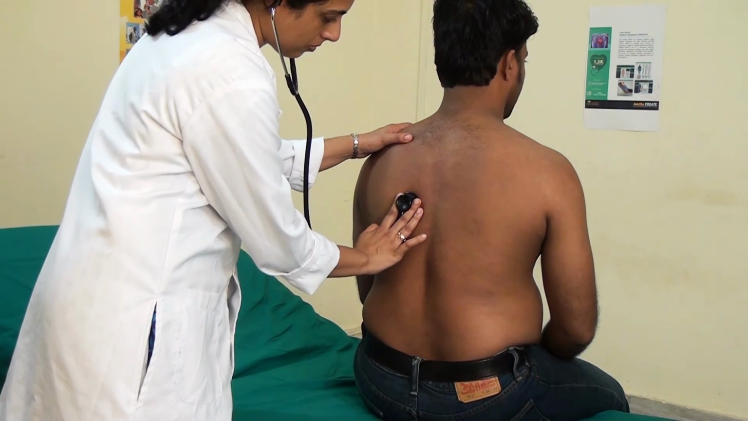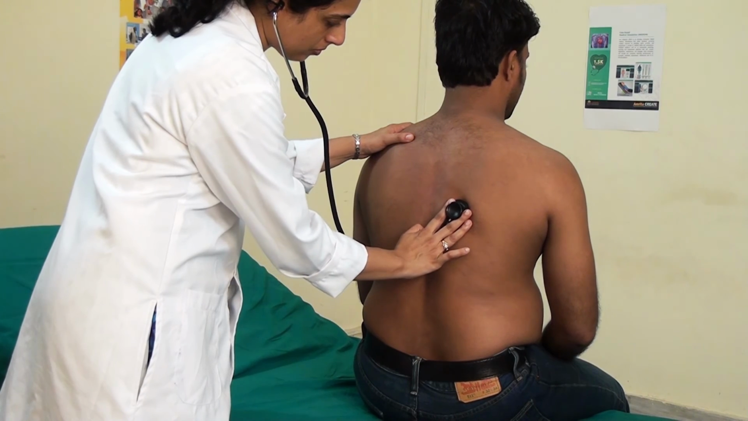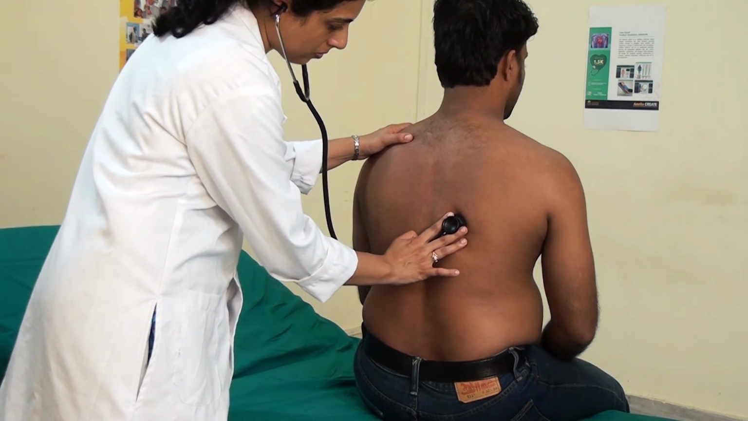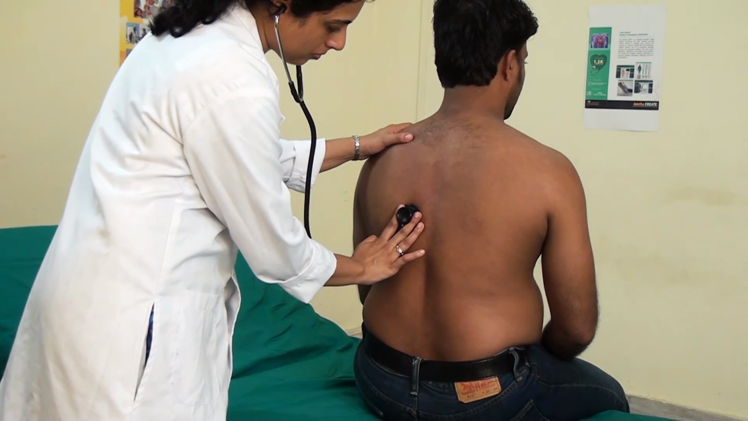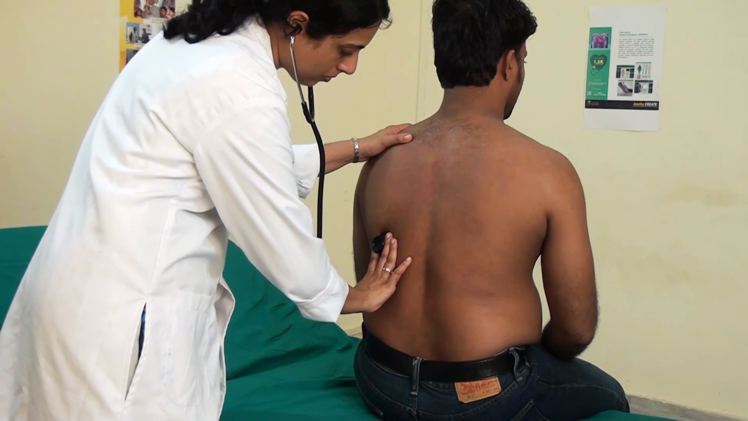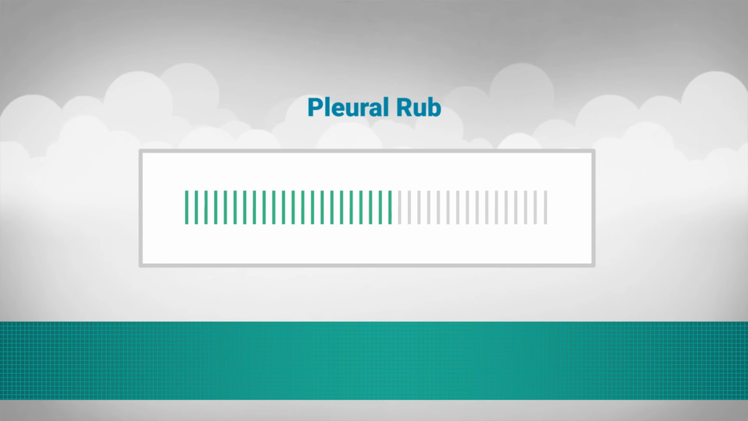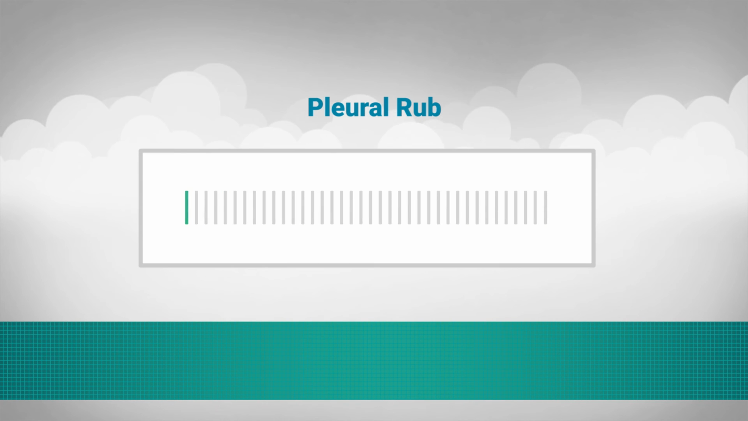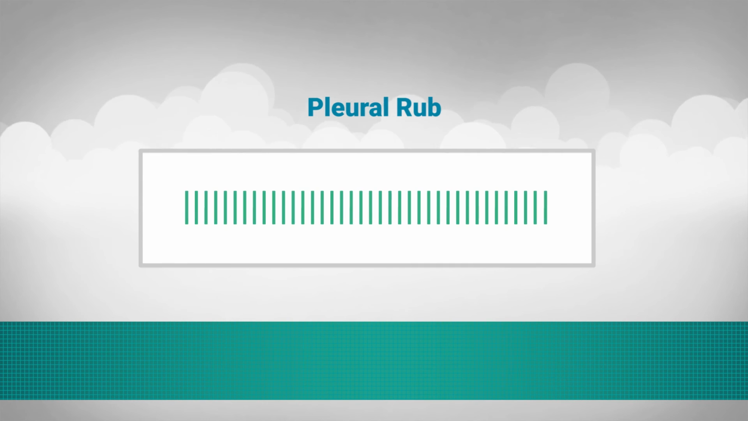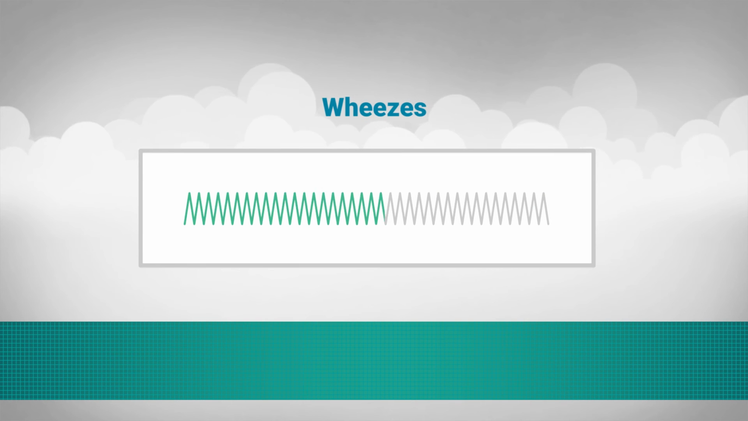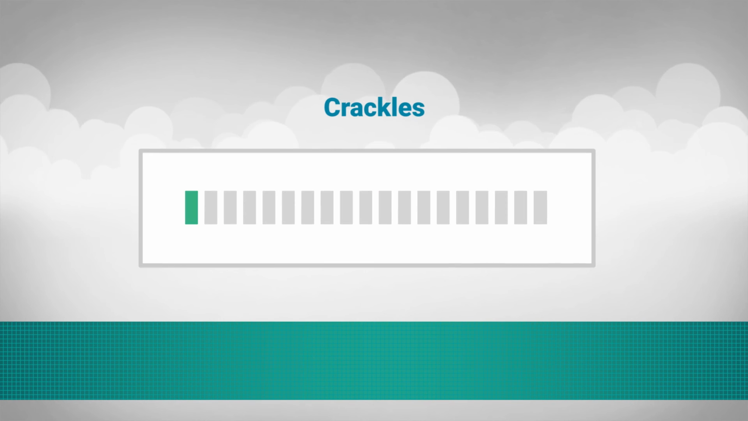There are 3 types of abnormal breath sounds that arise in the pleura and in the lung. Frequently, they are collectively referred to as adventitious breath sounds. Pleural rub. Wheezes. Crackles.